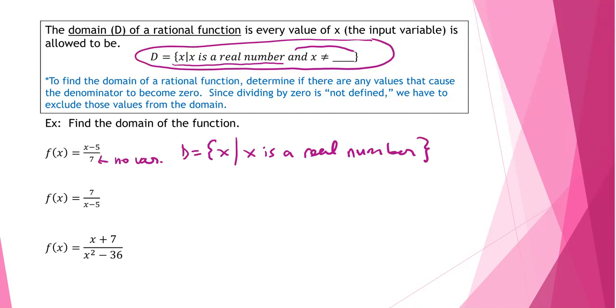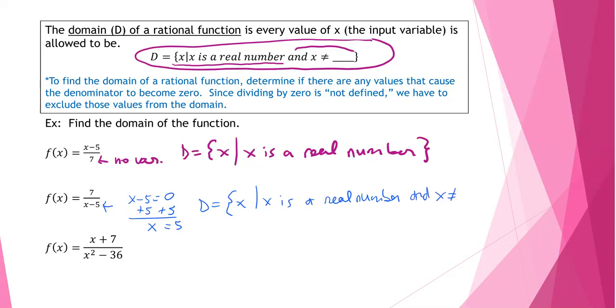Now when you go to the next one, notice there's a variable down there. And so what we're trying to figure out is how we know what makes the bottom go to 0. We take the bottom and set it to 0 and solve for the variable. And it tells us x equals 5 is the problem. So our domain, the input is x, and x is a real number. And this time, though, we have a problem. We don't want x to be 5. So that does get added in on that problem.